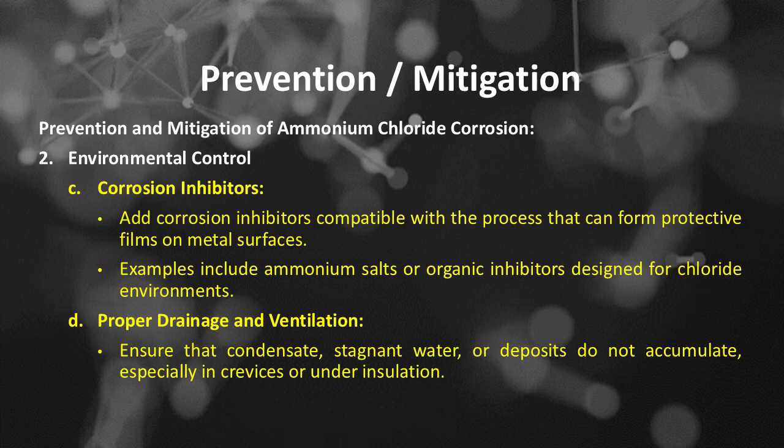Environmental control. C is corrosion inhibitors. Add corrosion inhibitors compatible with the process that can form protective films on metal surfaces. Examples include ammonium salts or organic inhibitors designed for chloride environments. D is proper drainage and ventilation. Ensure that condensate, stagnant water, or deposits do not accumulate, especially in crevices or under insulation.